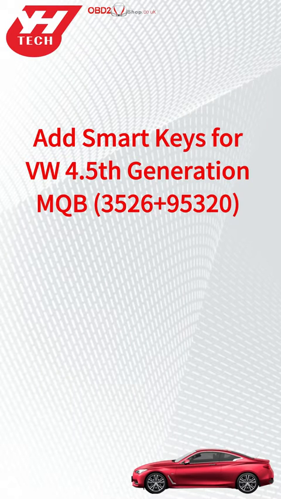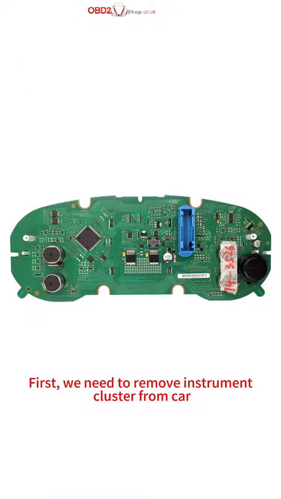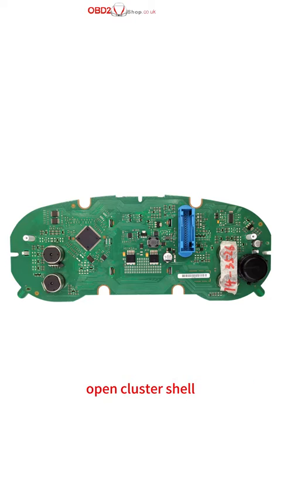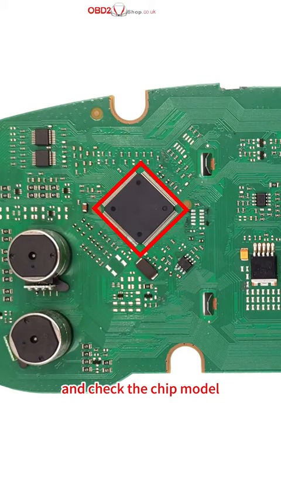This video shows how to use ACDP to add smart keys for Volkswagen's 4.5 Generation MQB, D70F3526 plus 95320. First, we need to remove the instrument cluster from the car, open the cluster shell, and check the chip model.